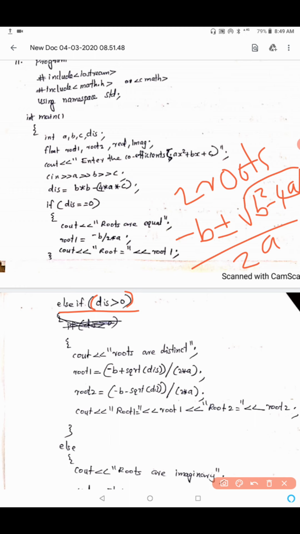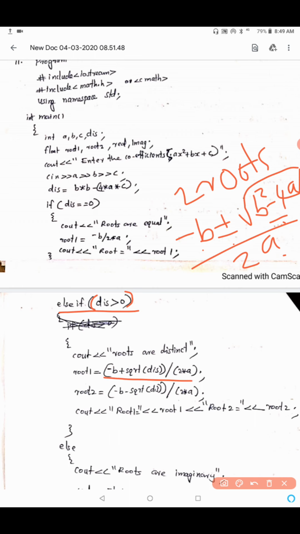Distinct means there are two roots, they are real values. So the first root will be minus b plus root of discriminant divided by 2a, and the second root is minus b minus root of discriminant divided by 2a. So this same formula we are just giving in our program.